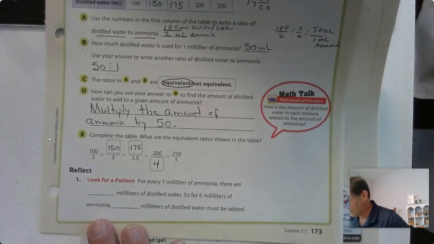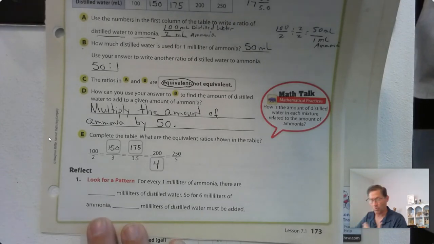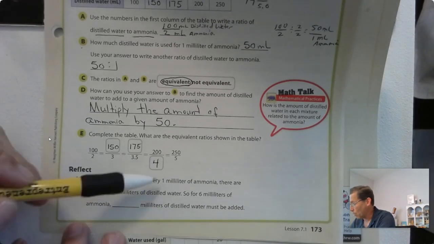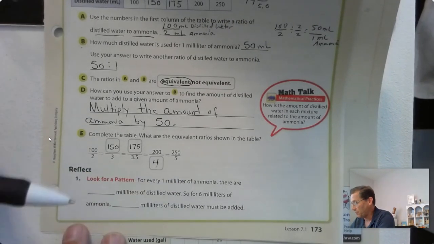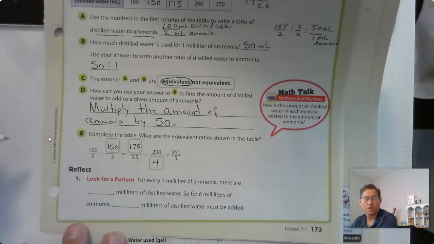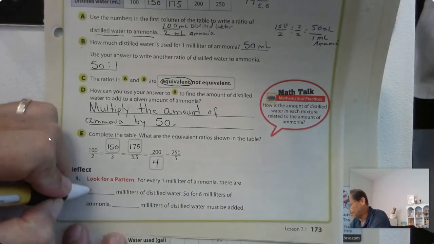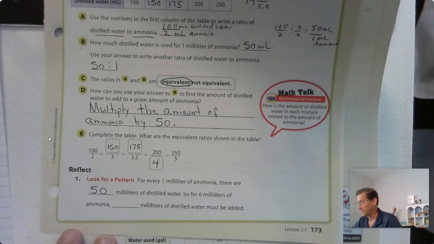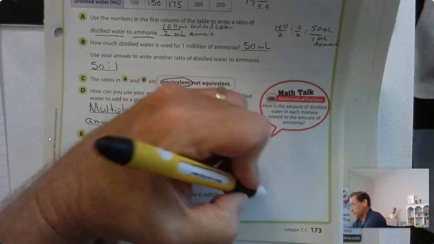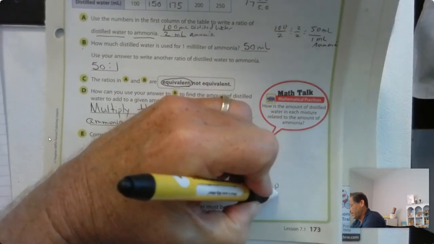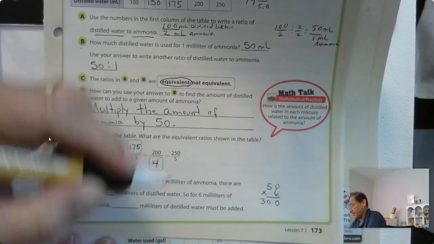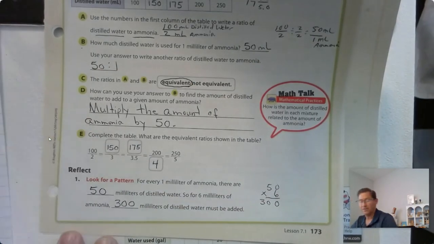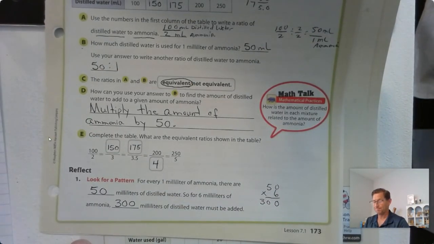So let's reflect. Let's look for a pattern. For every 1 milliliter of ammonia, there are blank milliliters of distilled water. There's 50 milliliters of distilled water. So for 6 milliliters of ammonia, that would just be 6 times 50, so that would be 300 milliliters of distilled water. Simple as that.